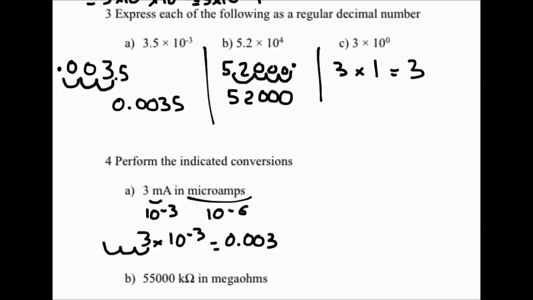Now, I want this as 10 minus 6. So, if I want to convert in the other direction, I'm going to have to move the decimal point in the other direction. 1, 2, 3, 4, 5, 6. That's 3,000. So that's 3,000 micro, because that's a sign, and for micro it's like a U with a little leg, microamps.